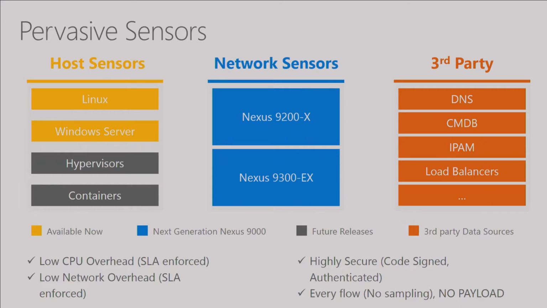We have the switches, of course. The ASIC is ready. So if you buy anything that's 9200X, 9300EX, 9300EX is the ACI switch as well, you're fine. NXOS or ACI, that works.